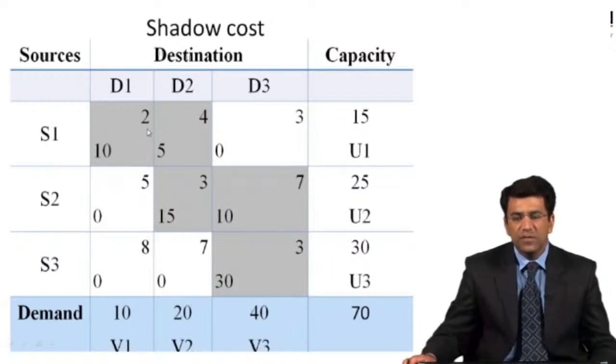So our first equation will be u1 plus v1 is equal to 2. Similarly, for this particular cell, our second equation may be u1 plus v2. This particular cell relates to column v2. So u1 plus v2 is equal to this particular unit cost, that is 4. Similarly, we can find out the values for this cell, and this one.